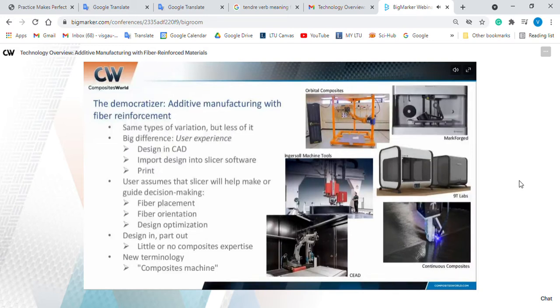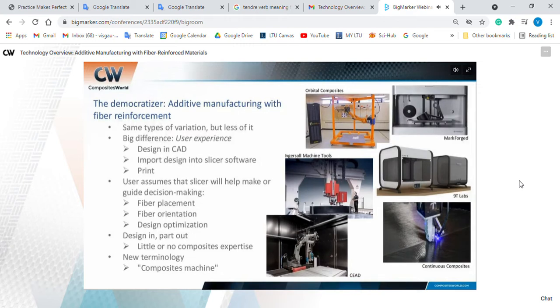composites manufacturing. But the big difference here is the user experience and the user expectation. In additive manufacturing, the user expects to develop a design. They want to pull that design into their additive system in the slicer software, and then they want to print it. And that's pretty much the really basic steps involved. Of course, it's not that simple, but I think that's the user expectation.